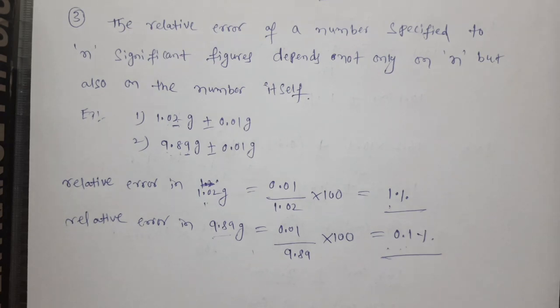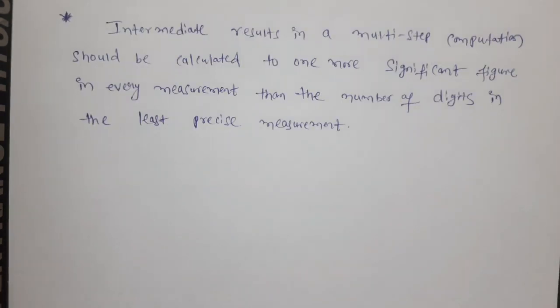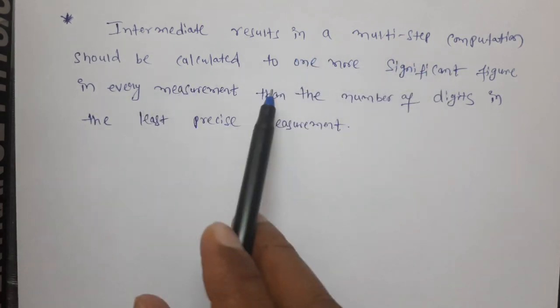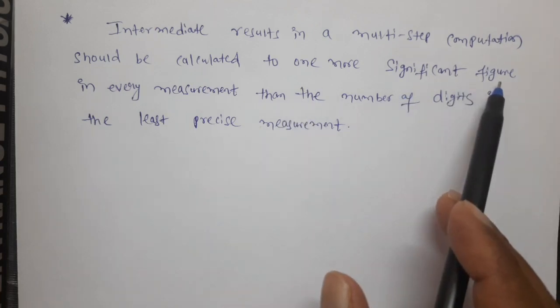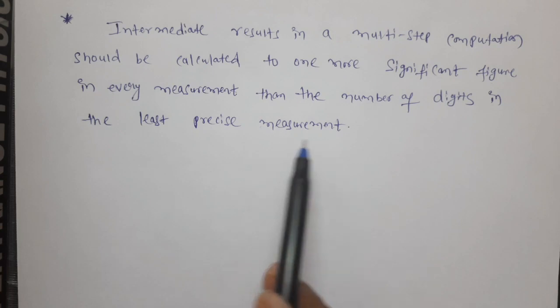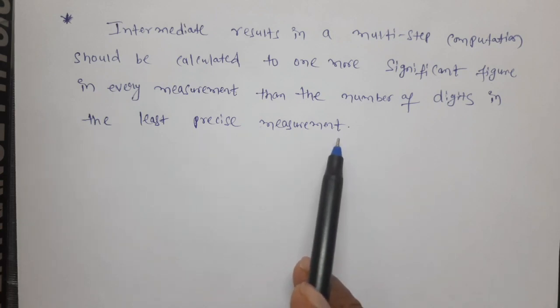There is an important point while doing calculation: intermediate results in a multi-step computation should be calculated to one more significant figure in every measurement than the number of digits in the least precise measurement. Now I'll explain what this is. For this one, let us take an example.